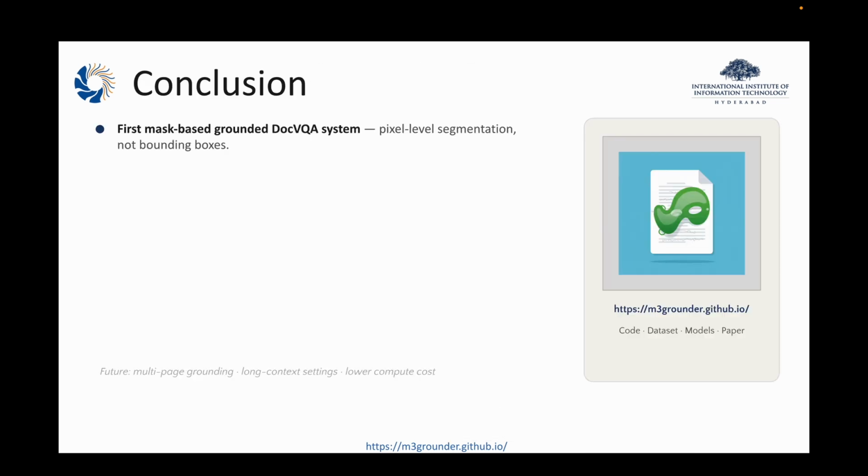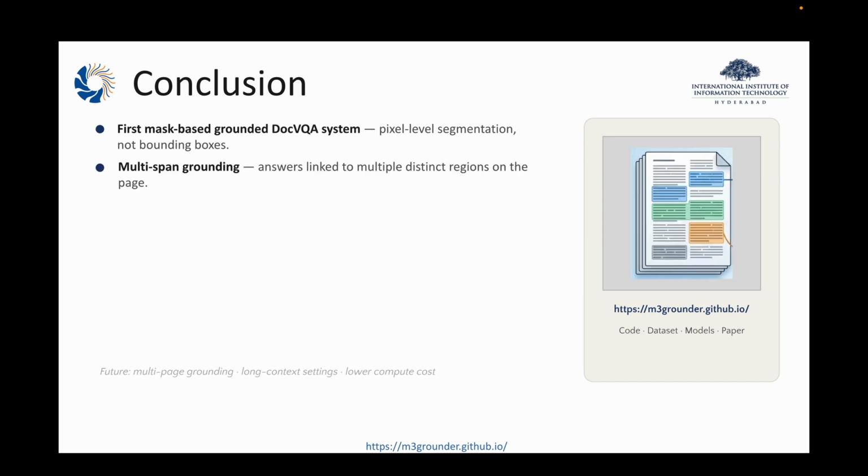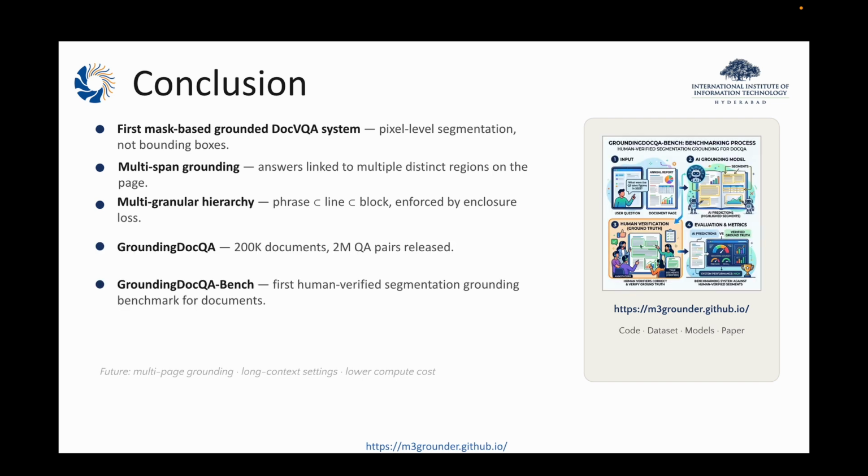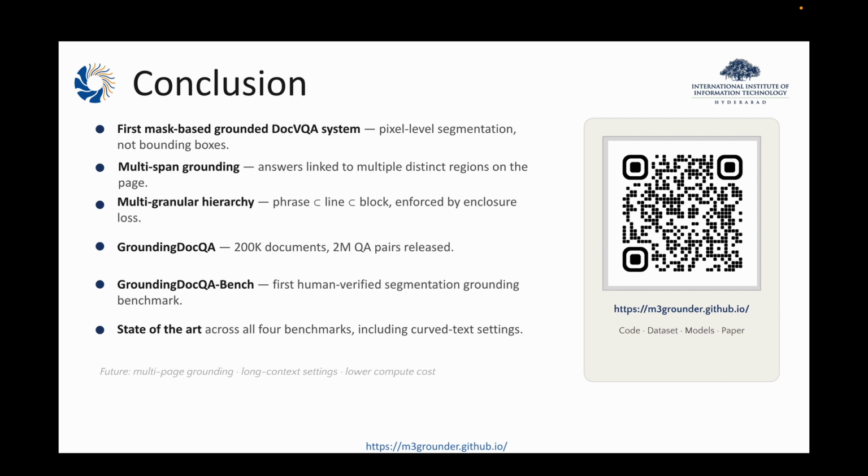Conclusion is that ours is the first mask-based grounded doc-QA system. We introduce multi-span grounding. Multi-granular hierarchy is also present. Grounding doc-QA is the dataset that we propose. Grounding doc-QA bench is the benchmark dataset, and we are state of the art across all 4 benchmarks, including curved text and text.